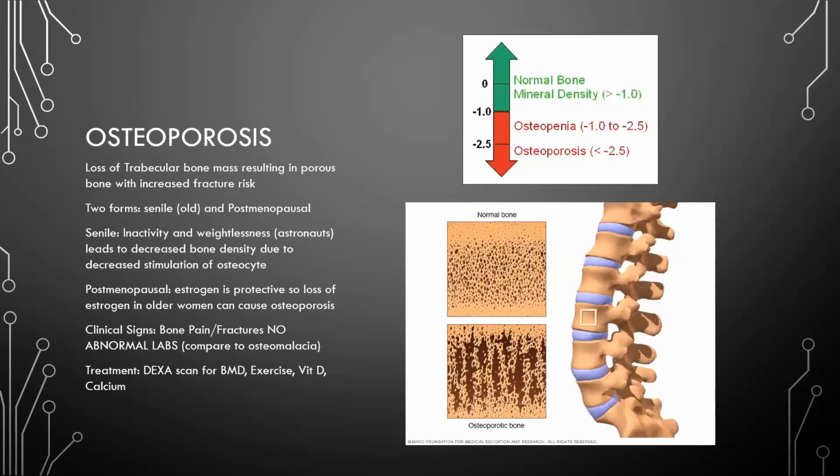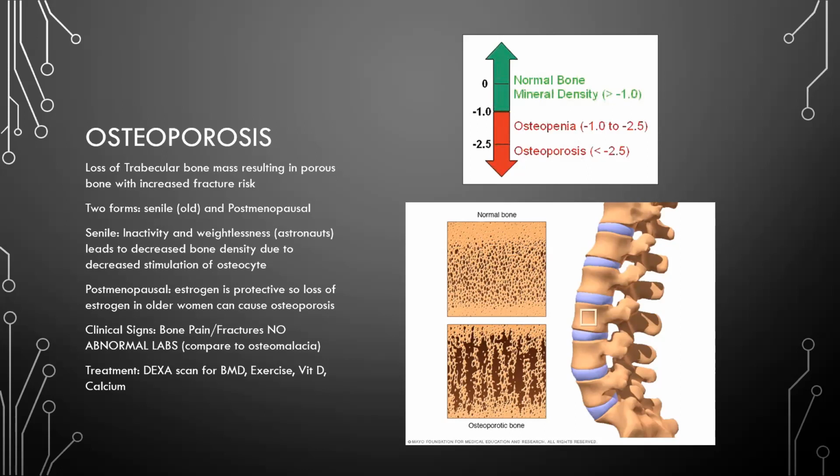Osteoporosis. So I think this is going to be talked about more on the second exam, but it definitely comes up a lot on this exam. So just know a loss of trabecular bone mass, resulting in porous bone with increased fracture risk. So he made the example of astronauts: since they don't put any weight on their bones, it affects the cells because they work as mechanoreceptors. So it leads to more osteoclasts breaking down bone.